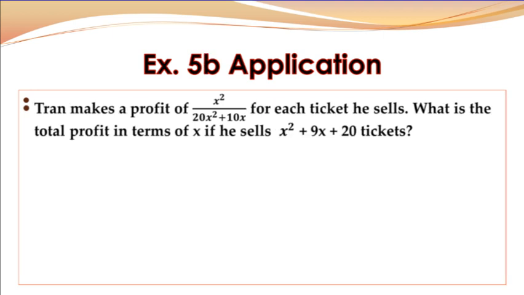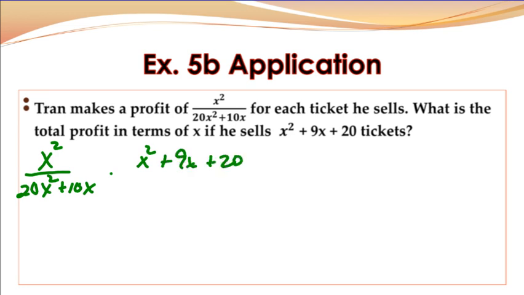Fran makes a profit of x squared over 20x squared plus 10x for each ticket he sells. What is the total profit in terms of x if he sells x squared plus 9x plus 20 tickets? So again, I'm just multiplying those two expressions. Okay, now I'm going to factor, so I can take an x out in the numerator and have x left over. And I can factor out a 10x.